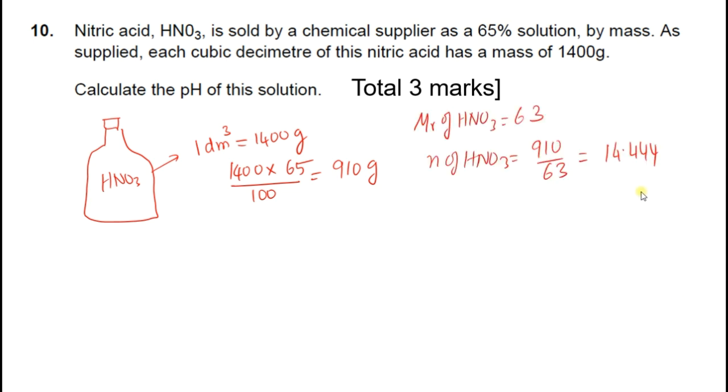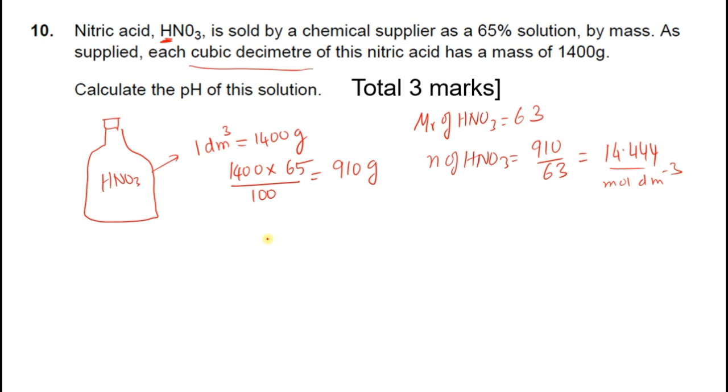Okay, we get this number of moles, 14.44, in each cubic decimeter. That is the concentration. So we have that many moles per dm cubed, right? So now we have the concentration of a strong acid. Remember, for a strong acid, we just take the concentration of this. That is the concentration of H plus ion. But check if it's monobasic, so one acid only produces one H plus.